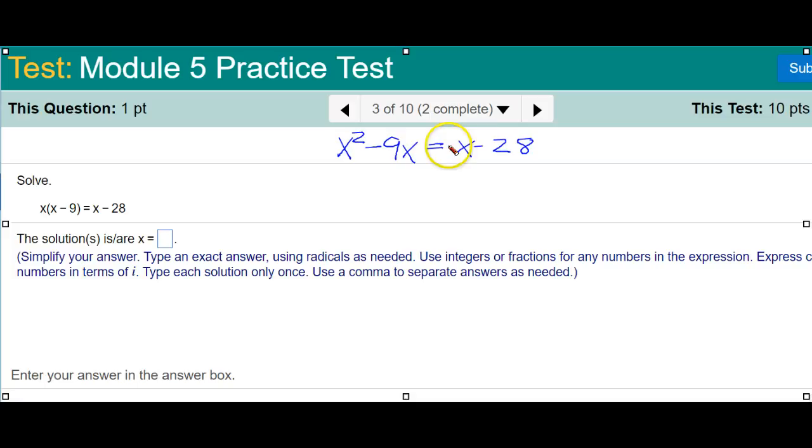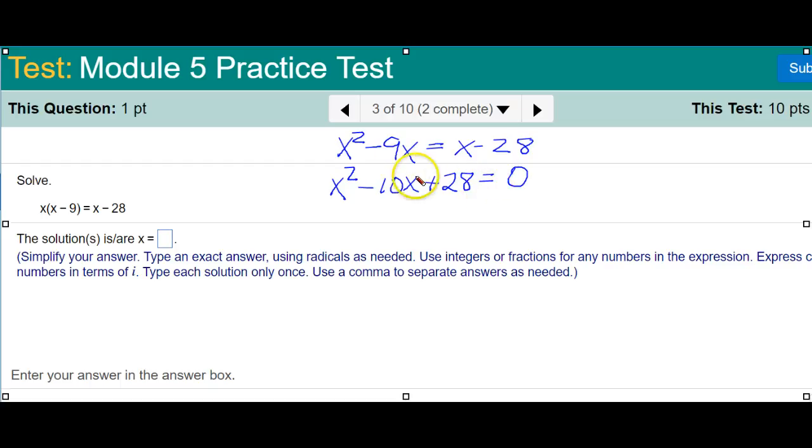So, keeping in mind what we need to do with something like this, we get rid of parentheses. This is x squared minus 9x equals x minus 28. So we're going to put this in standard form by subtracting an x from both sides, x squared minus 10x. Bring this over, a positive 28 equals 0, putting it in standard form.